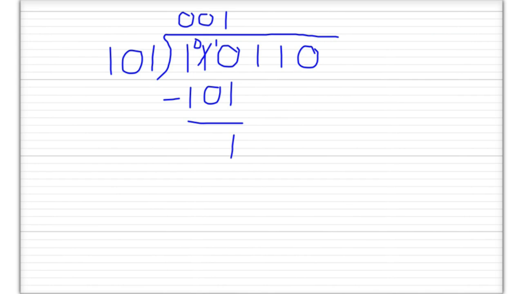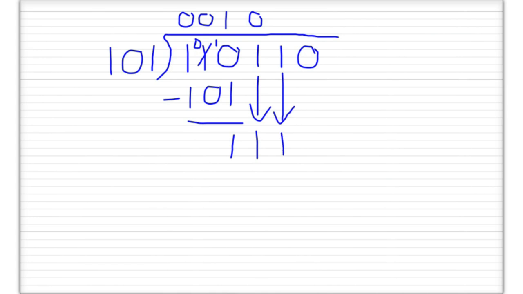Then we come over here and we have 0 minus 0 is 0, and 1 minus 1 is 0. We don't actually have to write those zeros there, so we can just take them away. And now we have 1 over here. So 1 is not greater than or equal to 1 0 1. We need to bring down the 1 here. 1 1 is not greater than or equal to 1 0 1. So we write a 0 up there, bring down the next one.